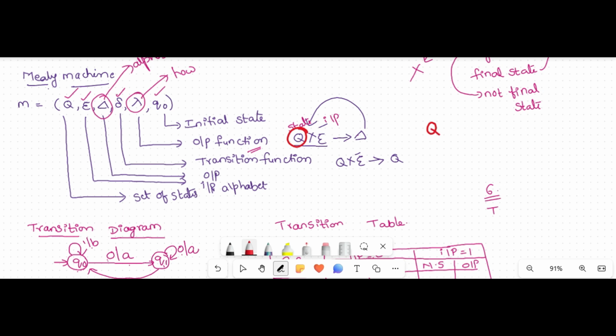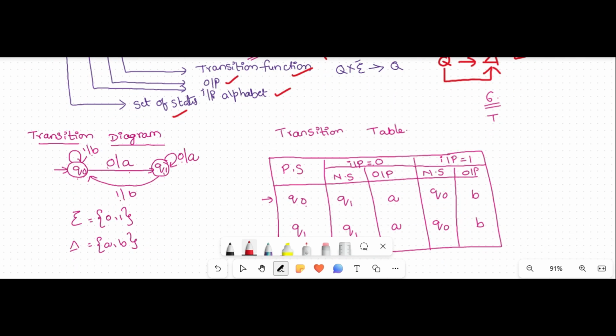That means Q gives output. From the given state, it is directly giving the output. It is not depending on the input. That's all. Moore machine, the same tuple representation: initial state, output function is this one, transition function is this one, this is the output alphabet, and this is the input alphabet sigma, set of states. Okay, so that is the Moore machine.